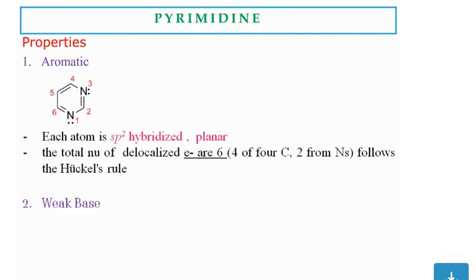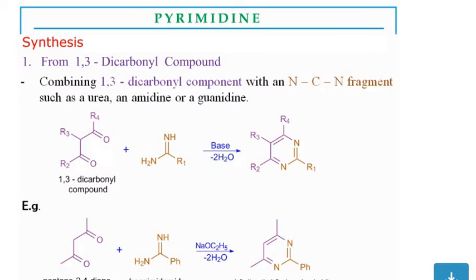Now, pyrimidine. You can see the position of nitrogen at 1,3. Each atom is sp2 hybridized and planar. The total number of electrons is 6: 4 from carbon, 4 carbon, 2 from nitrogen. It follows Hückel's rule. Now, from a 1,3-dicarbonyl compound, you will get the pyrimidine.